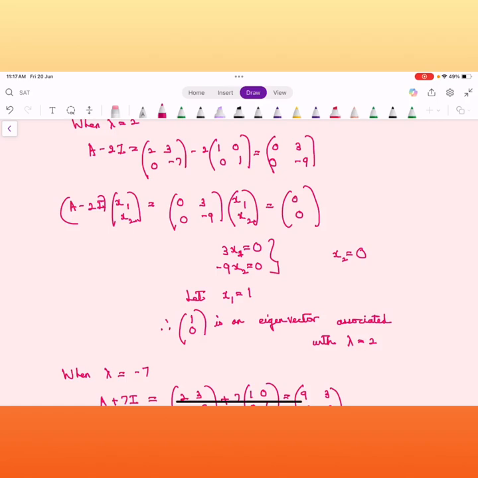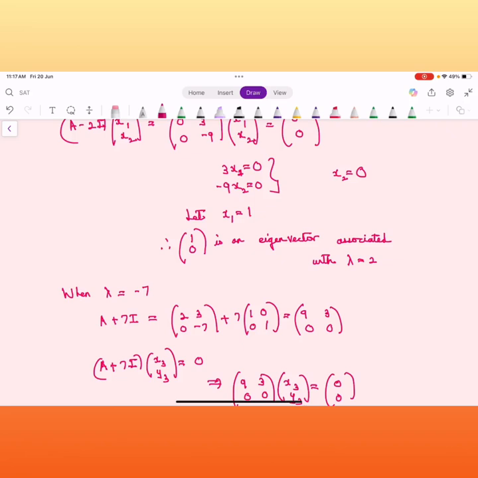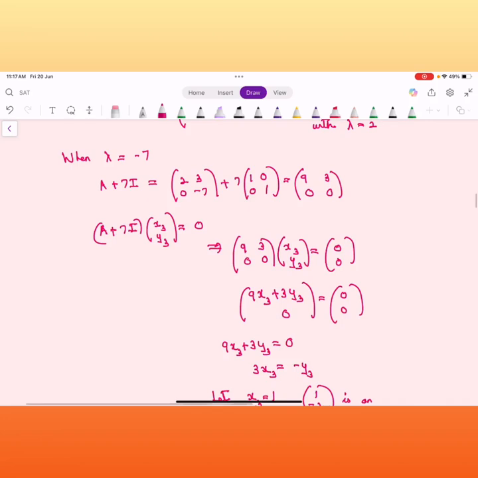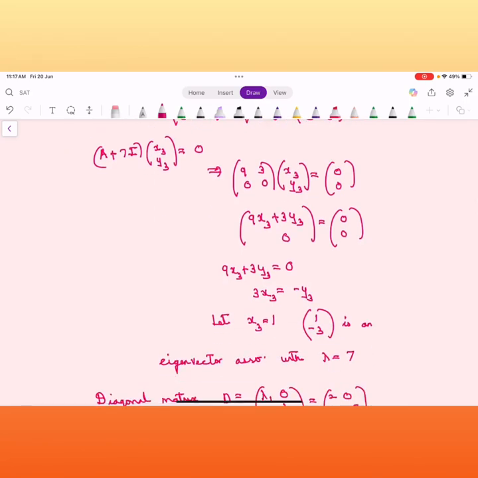When lambda is minus 7, if I put A plus 7I, I get [9, 3; 0, 0]. And we have to find the eigenvector associated with this. So I put A plus 7I times [x3, y3] is 0. When you multiply, you get 9x3 plus 3y3 is 0. The second row is 0. So 9x3 plus 3y3 is 0 means 3x3 is minus y3. So if I put x3 as 1, then y3 will be minus 3. So [1, minus 3] is an eigenvector associated with lambda is minus 7. Note that you can take any value for x3, 2 or minus 1.